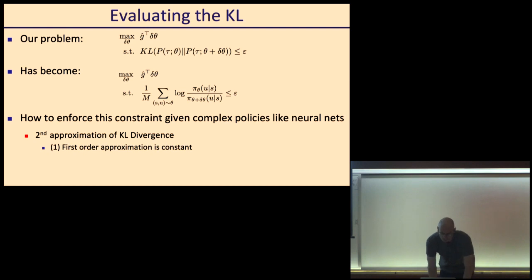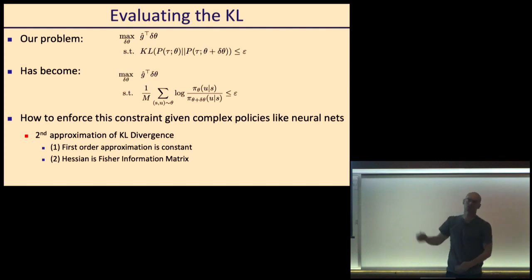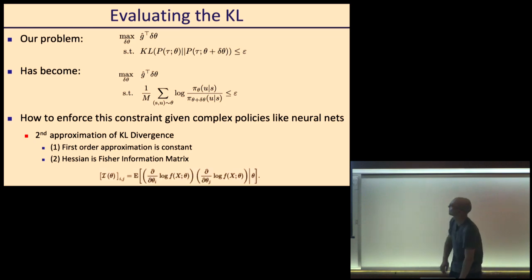The first order approximation is kept constant, meaning it doesn't change. There's nothing second order happening there, it's just first order. And the Hessian here is actually called the Fisher information matrix, because the Hessian of the KL divergence just happens to be that. It's fairly straightforward to compute, in the sense that to get the Fisher information matrix, all you need is gradients. You never need to compute actual second derivatives.